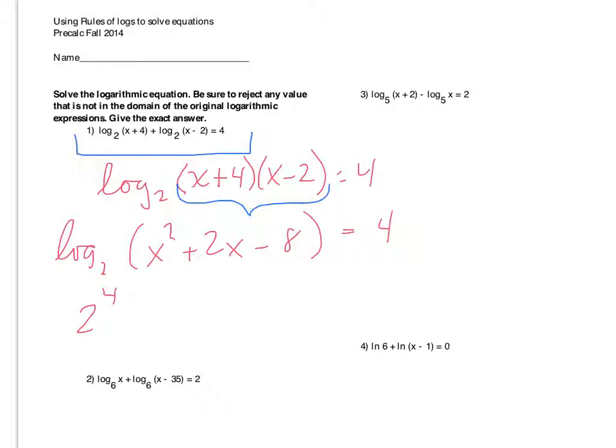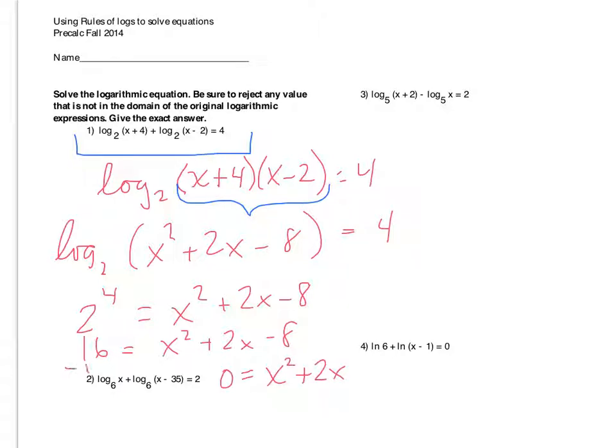All right, 2 to the 4th. Right, you're translating 2 to the 4th equals x squared plus 2x minus 8. And now you have an algebra 1 problem there. 2 to the 4th is 16. Move that 16 over and then solve it. Zero equals x squared plus 2x. To move it over, you have to do minus 16, so you get minus 24.